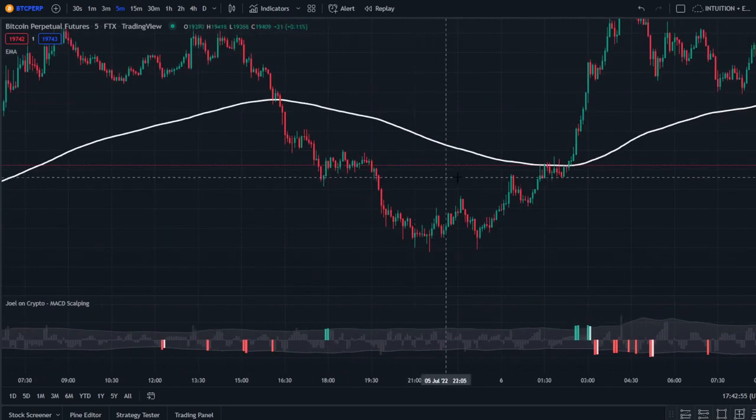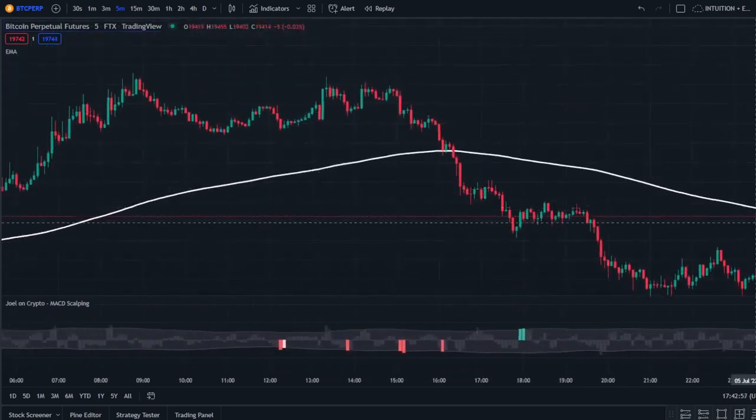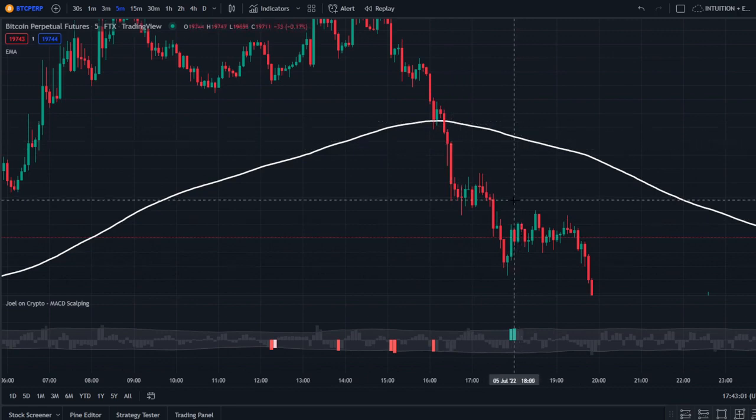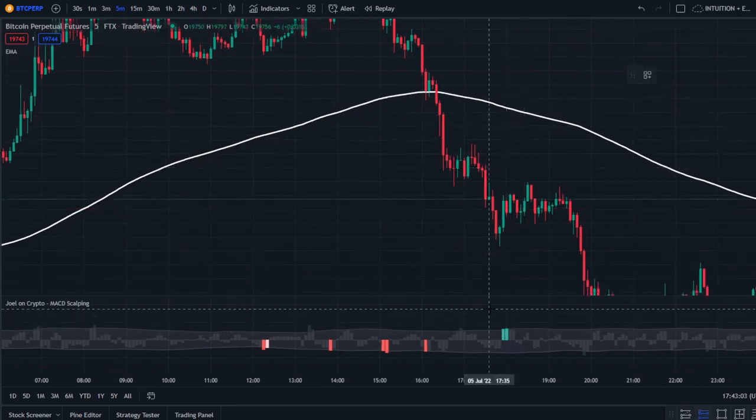But anyways, I'm going to show you one last example, the same thing for the short side. Price has broken down below the 200 EMA, you wait for a big green uptick, and that will be right here.